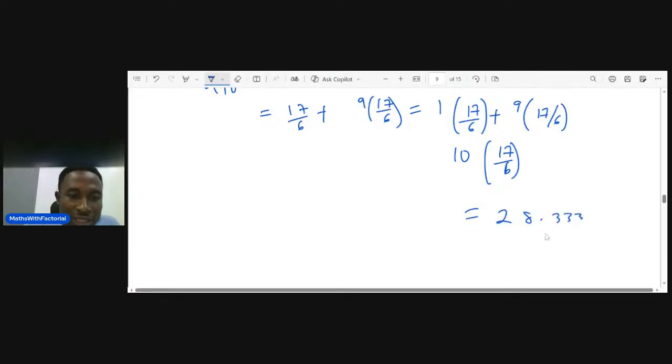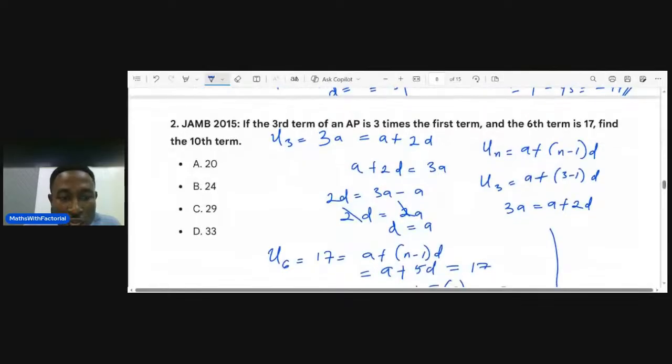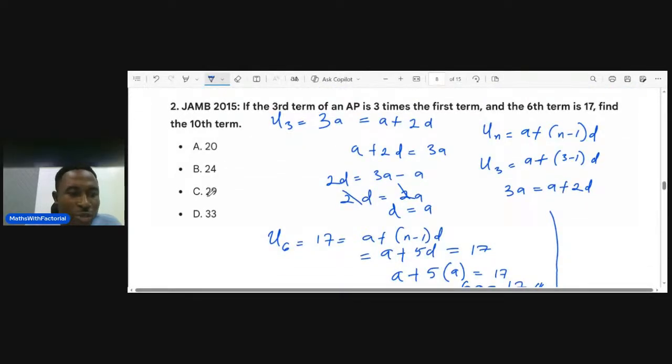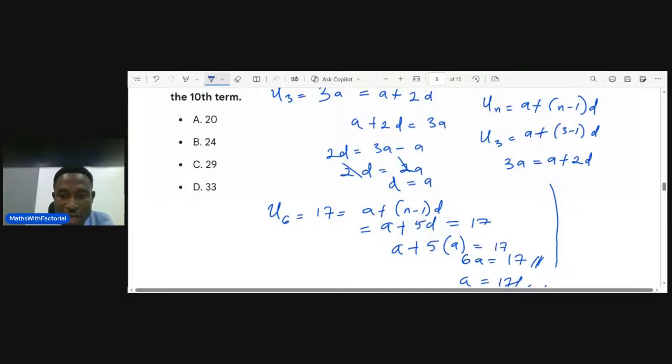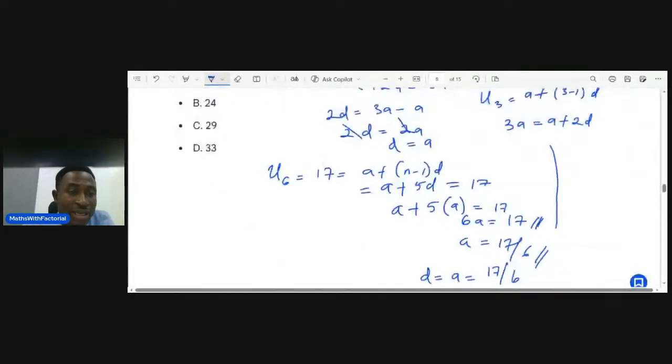28.33333. So if you see something like this, of course there's no 28, but there's 29. Option A says 20, option B says 24, option C says 29, D says 33. So the closest one you want to choose there is 29. But of course, you are not expecting this kind of mistake in your exam, all right? So let's move on to the next question. So that's the answer, 28.33.